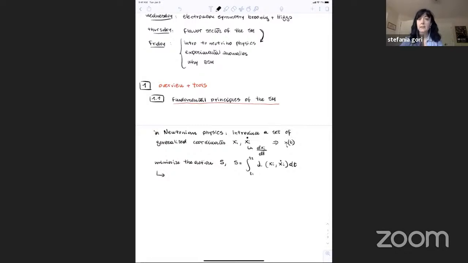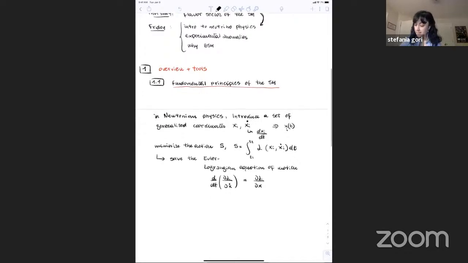So basically what you will need is to solve the Euler-Lagrange equation of motion, that tells us that there is a relation between the derivative of the Lagrangian with respect to x dot and the derivative of the Lagrangian with respect to x. Namely, if you take the time derivative of this object, it is equal to this.